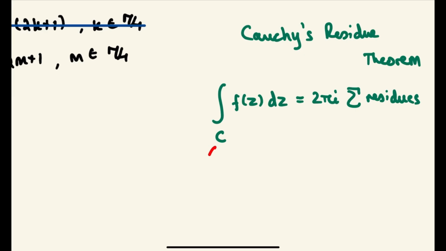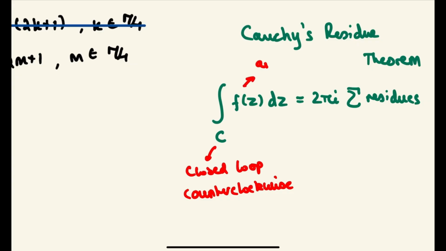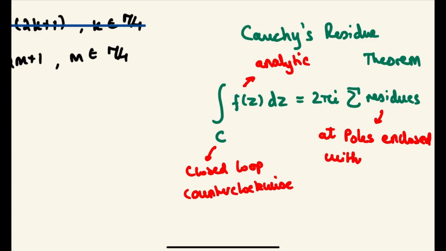Is that this is closed. So the contour is a closed loop. It is counterclockwise, so it's anti-clockwise essentially. Some more things are that f is analytic. Okay, great. And now this one, for the residues, the poles where you take the residues at have to be enclosed within the contour.